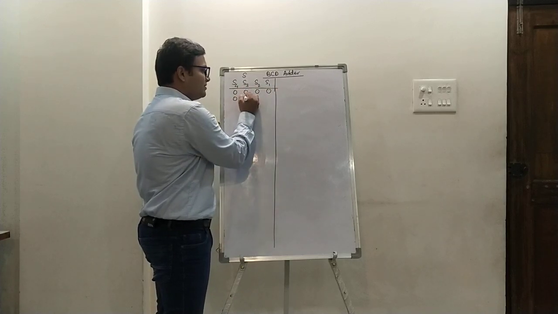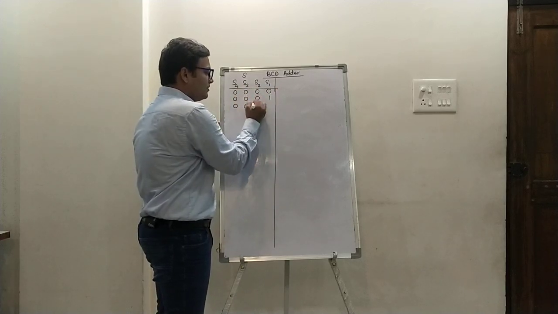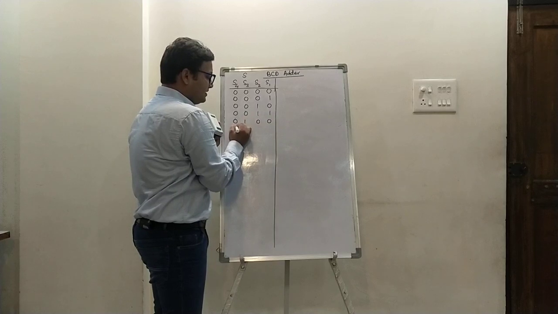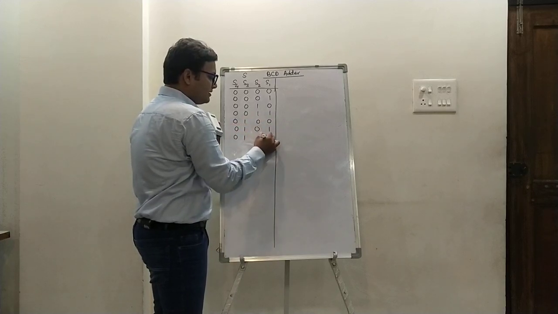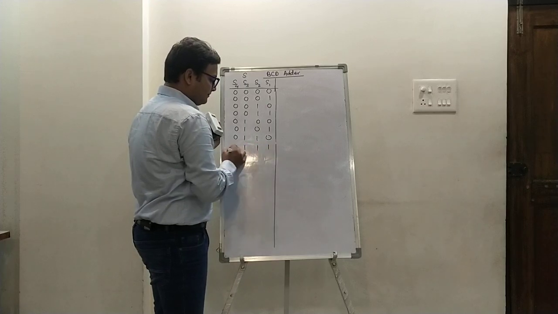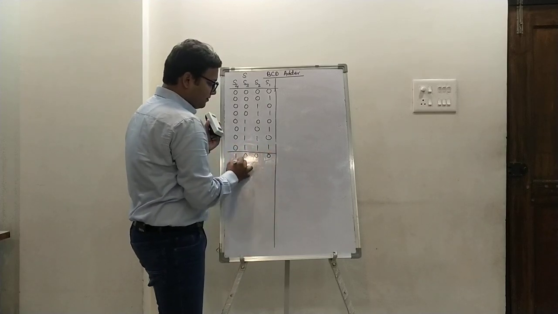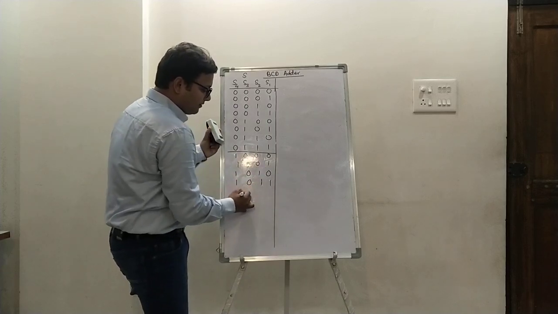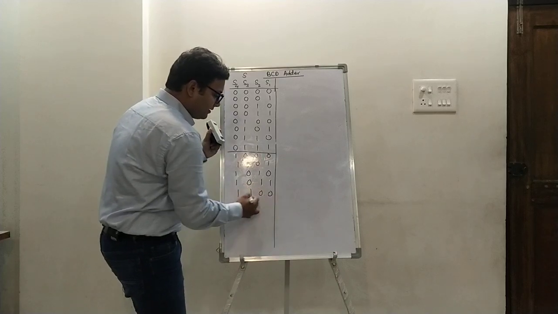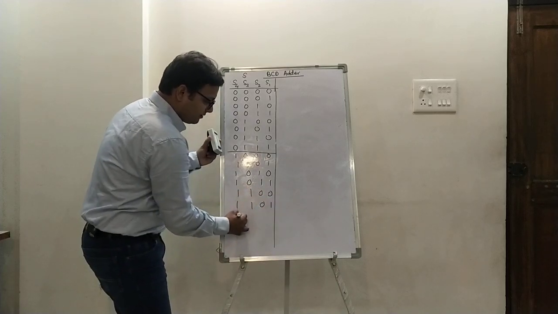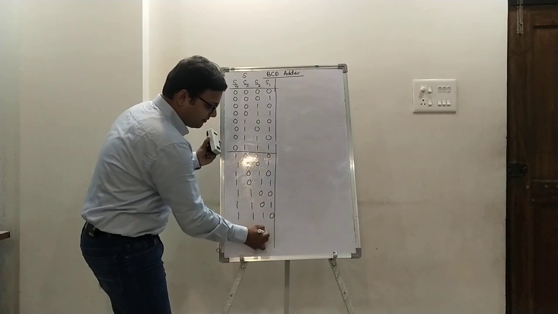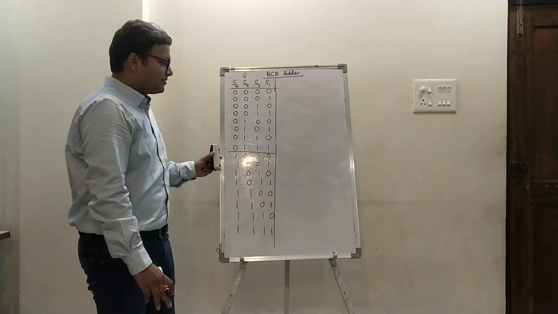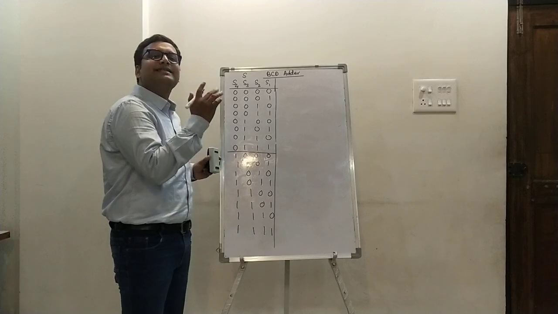As we know, for a 4-bit sum, 16 combinations arise: 0000, 0001, 0010, 0011, 0100, 0101, 0110, 0111, next 1000, 1001, 1010, 1011, 1100, next 1101, 1110, 1111. So these are the 16 combinations that come up while adding BCD numbers.